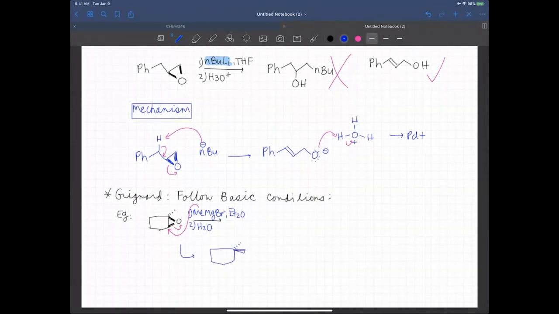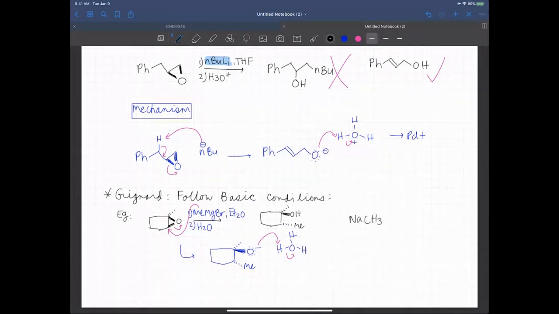Remember, SN2 did not occur at the top, so that remains the same. And then methyl is going to come in from the back. And then I do an acidic workup to protonate this atom here, and then what I get as a result would be this.